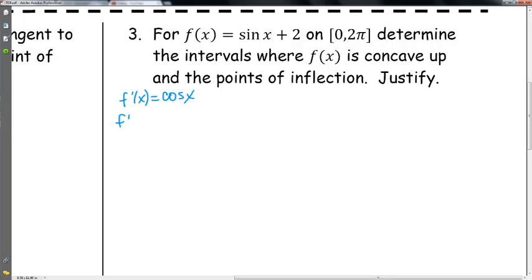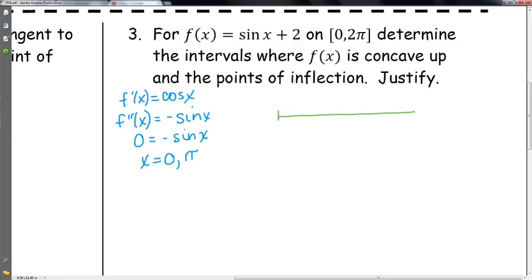My second derivative is going to be equal to negative sine x. And again, we're going to be setting that equal to 0. And so where negative sine x is equal to 0 is going to be at x is equal to 0 and pi. And from there, we'll be able to set up our sine chart.